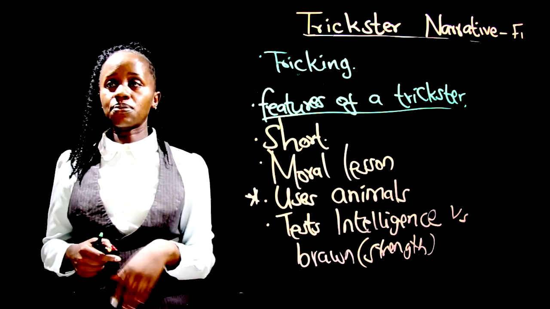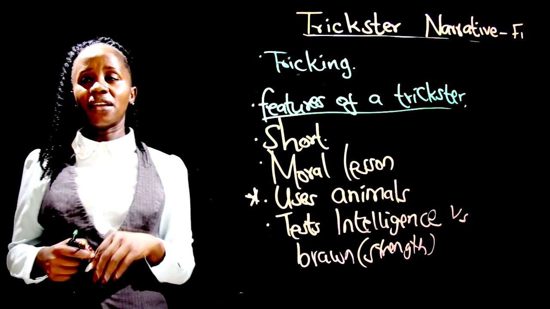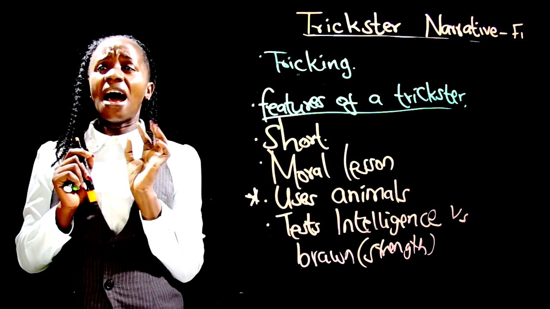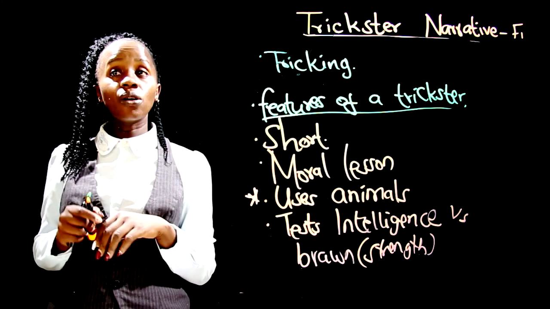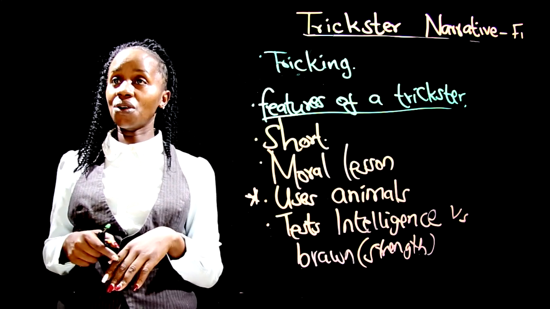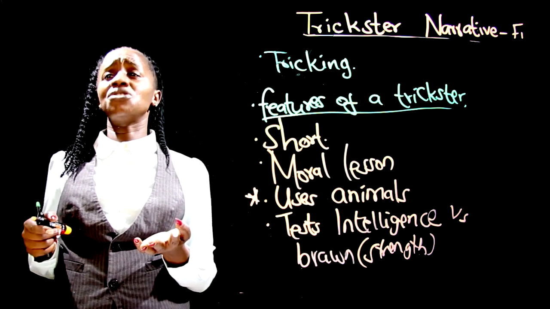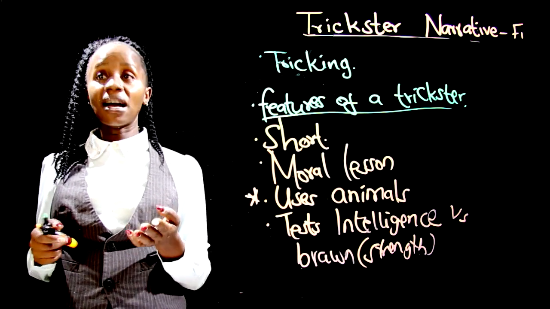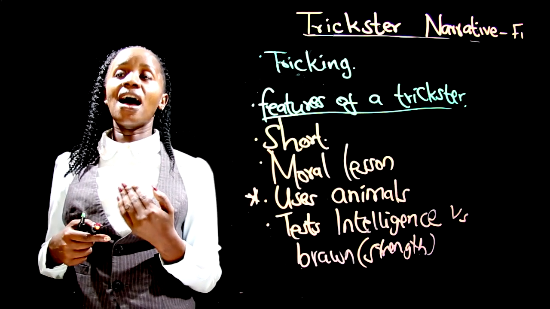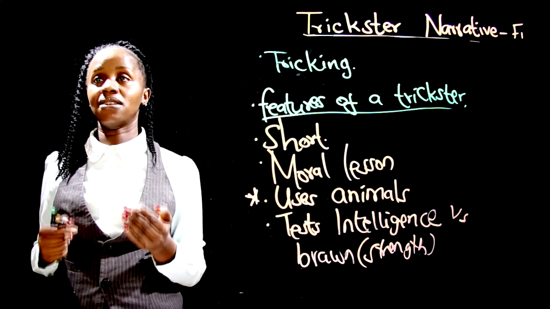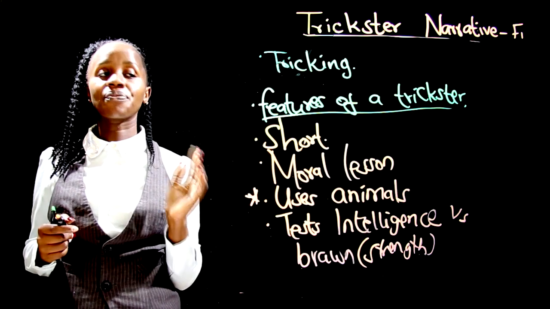Now, what does this mean? If you look at the hare, it is a short animal. A rodent at that. And look at the elephant. The elephant is huge. It's tall. Or even look at the giraffe. You wouldn't imagine that the hare has the capability of tricking, of outsmarting such a big animal.